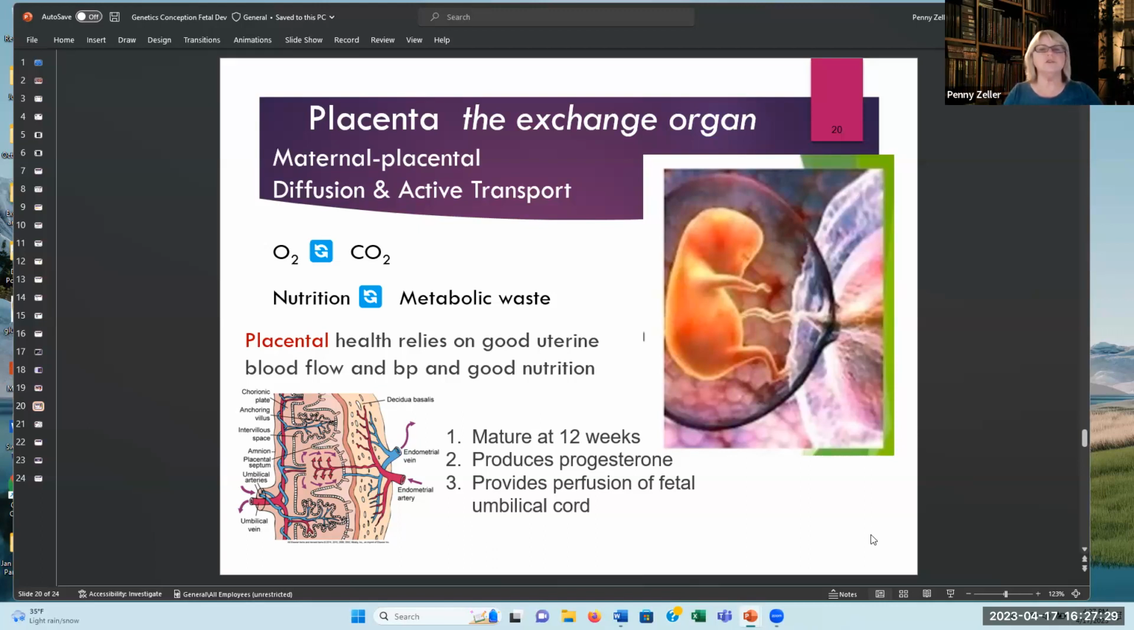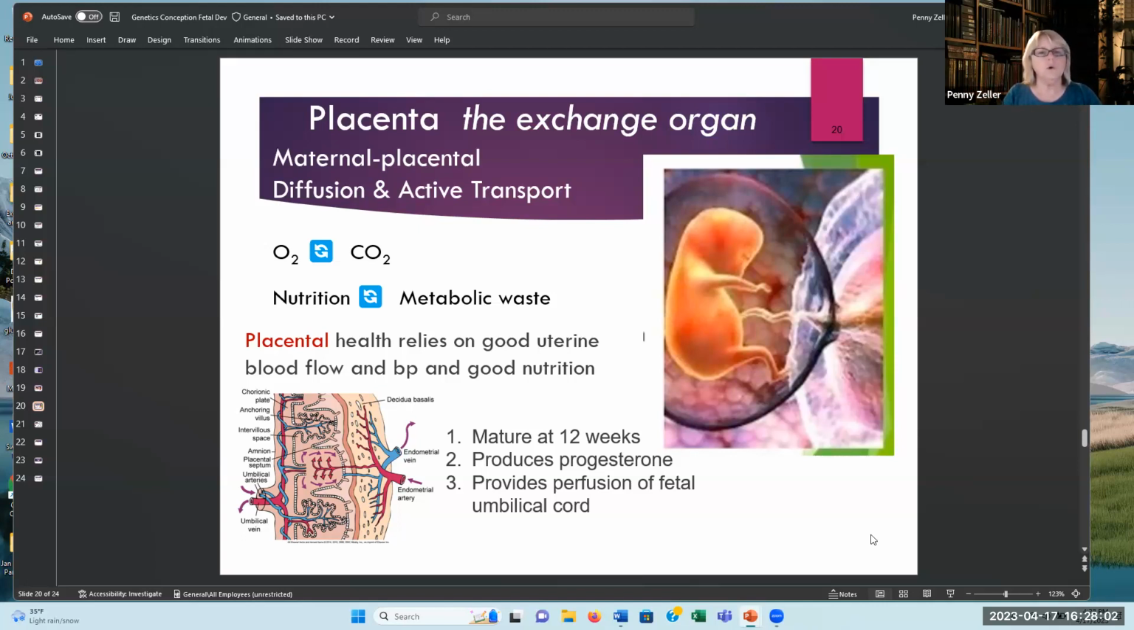Okay. It doesn't actually exchange. It butts up against the vessels. So placental health relies on good uterine blood flow. Mother's blood pressure has to be high enough so that the blood is going into the placenta, and we don't want it too high because it reduces the blood flow.